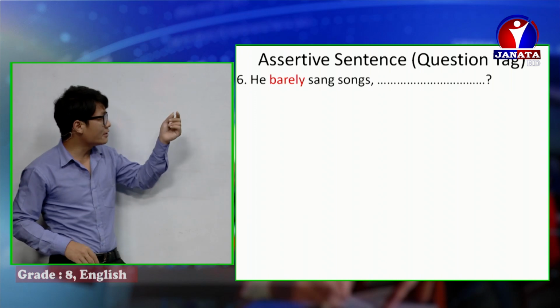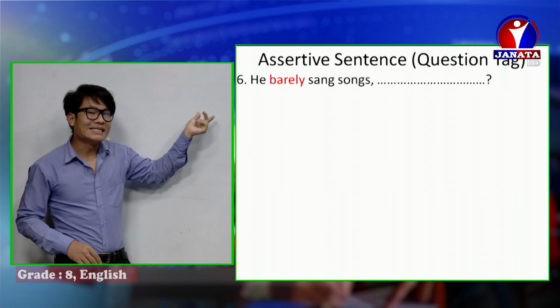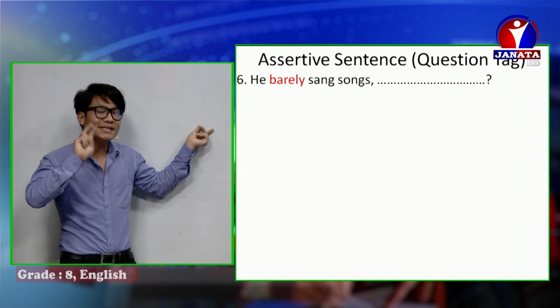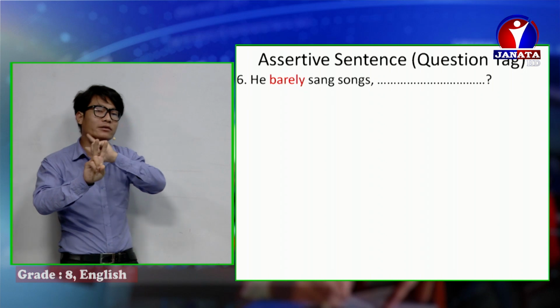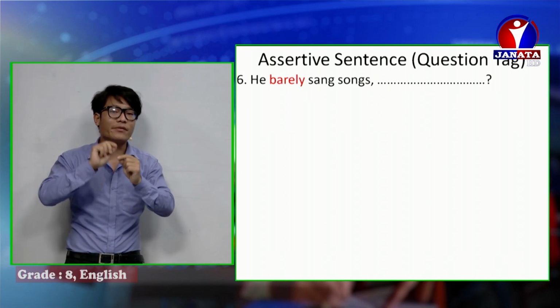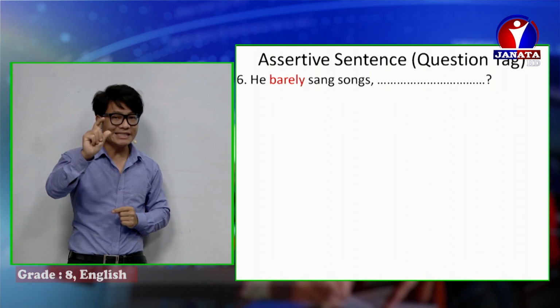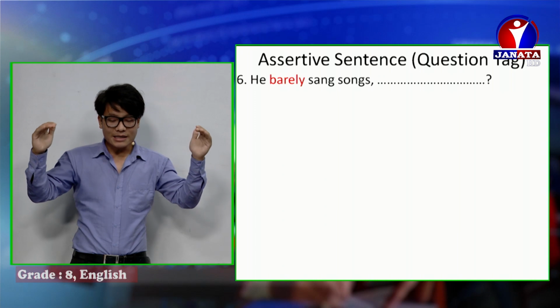So you can see the subject is he, and what is the main verb? The main verb is sang. Sang is verb 2: sing, sang. I had shown you and told you that sang is a verb 2, and the auxiliary verb for verb 2 is did. So, he barely sang a song.